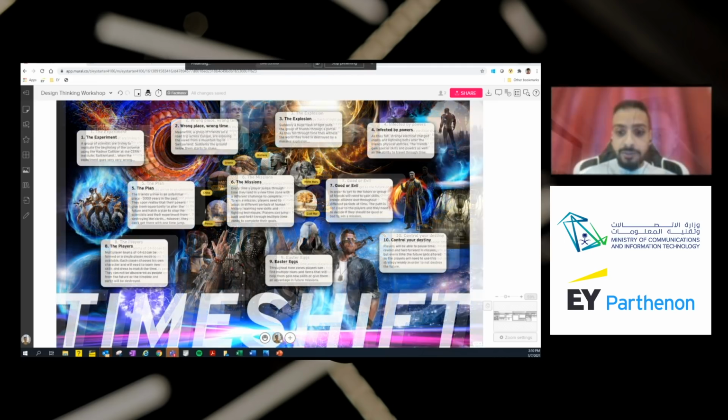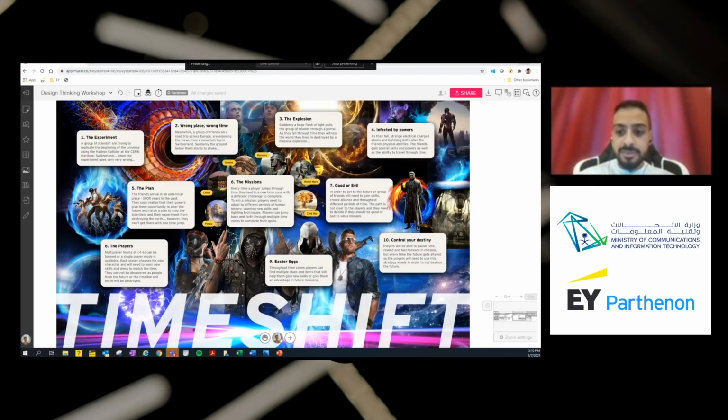Good and evil I love as well, especially the way you described it. Initially, I had my reservations that it's either black or white, but you said that sometimes you need to side with the evil to get the good outcome. So you have that gray area enlisted as well, and this is something that I love, especially when it comes to storytelling. Controlling your destiny as well.